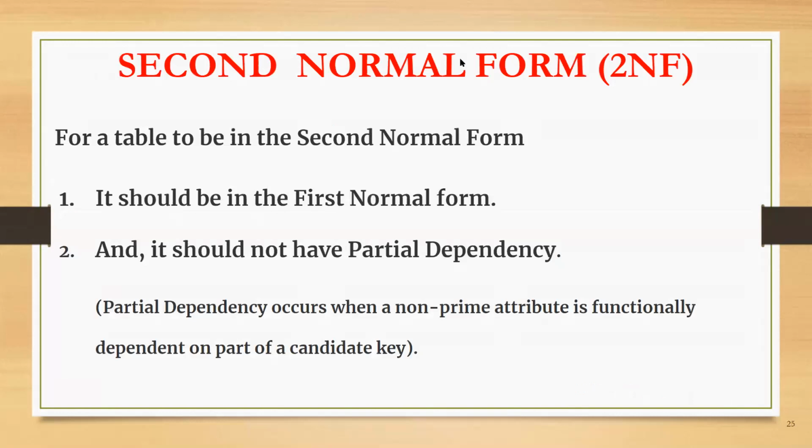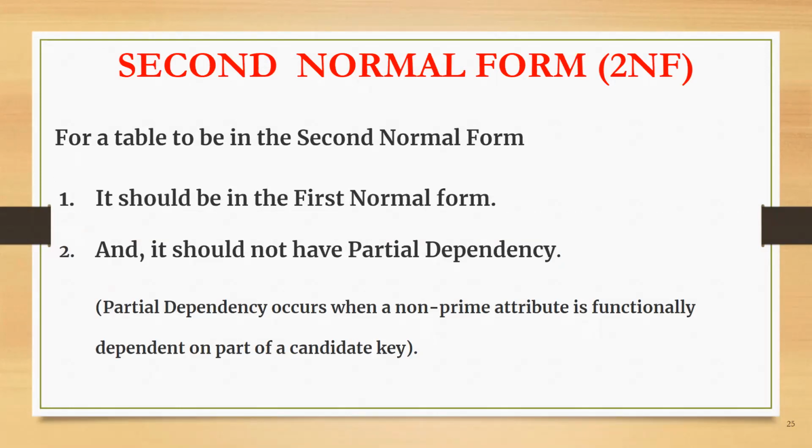Next, we have second normal form. When I talk about second normal form, it has 2 conditions. The very first is that it should be in the first normal form. So the output of step number 1 becomes the input for step number 2. And it should not have partial dependency. First, we are going to understand what we mean by partial dependency.